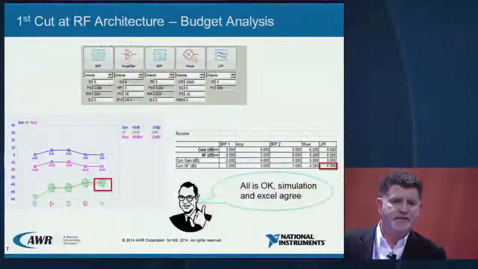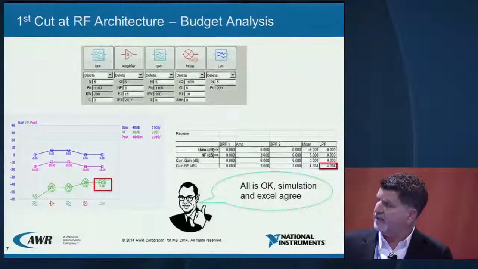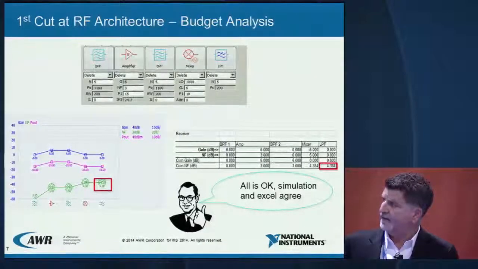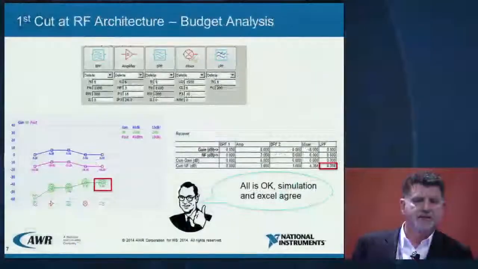Continuing on with the design, the other part of this wizard allows you to do cascaded analysis. Here we're showing cascaded noise figure, cascaded P1 dB, and gain of our link. We can do the same calculations in an Excel spreadsheet, and we'll realize that the first cut of this design is giving us the same noise figure for the link.